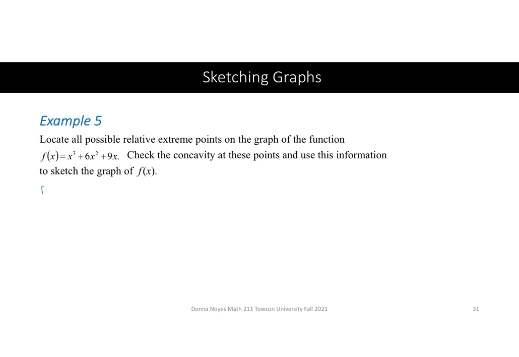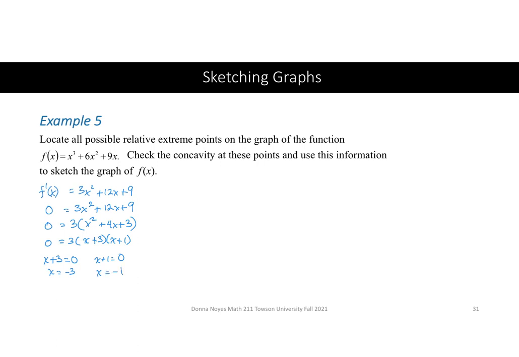So first things first, you need to find your derivative f prime of x, which is going to be 3x squared plus 12x plus 9. Then we're going to set it equal to 0. So 0 equals 3x squared plus 12x plus 9. We can factor out a 3, and we're left with x squared plus 4x plus 3. So we know then what multiplies to give me 3 and adds to give me 4 are plus 3 and plus 1. So when we set this equal to 0, we find out then x plus 3 could be 0, or x plus 1 could be 0. So x is either negative 3 or negative 1.